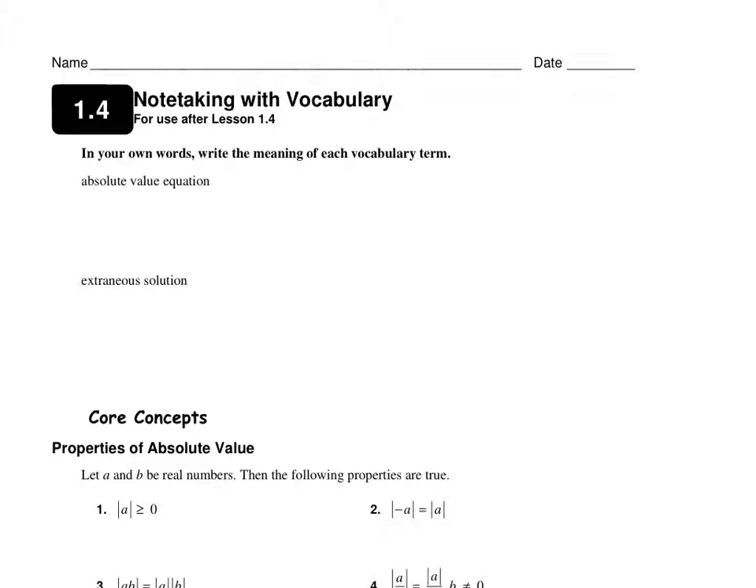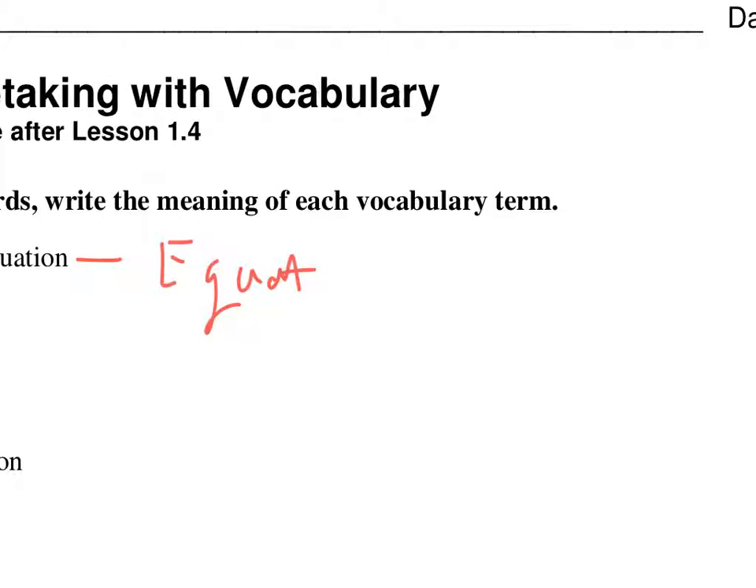On the next page, let's take a look at an absolute value equation. An absolute value equation is an equation with an absolute value.